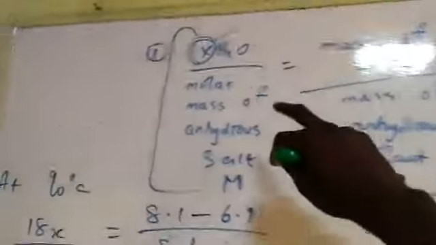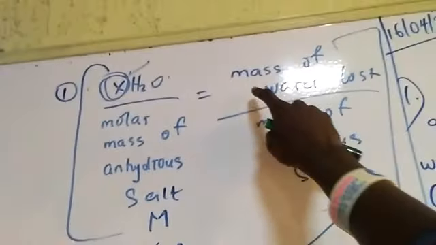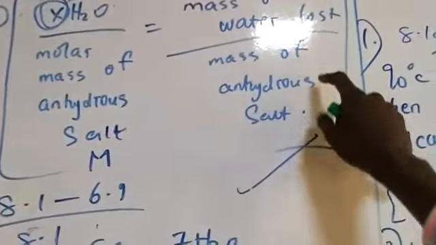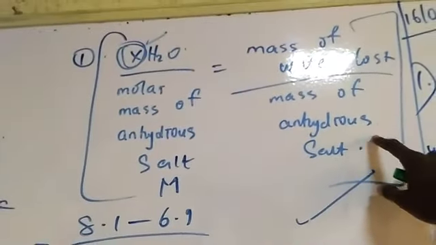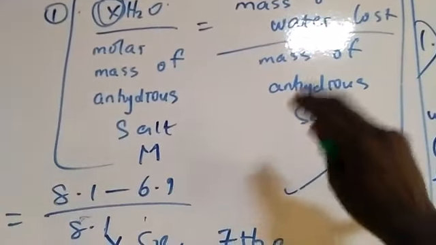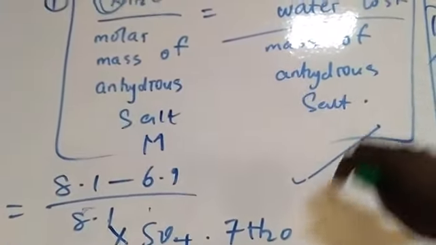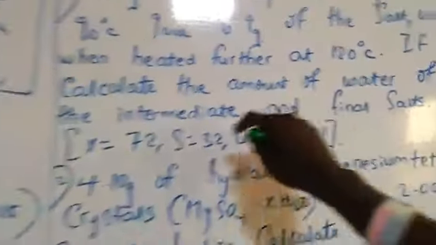Here, where you have this expression: xH2O over molar mass of anhydrous salt is equal to mass of water lost over mass of anhydrous salt. This is the expression we need to know under water of crystallization. If you are good to go with this expression, you can solve literally all questions on water of crystallization.